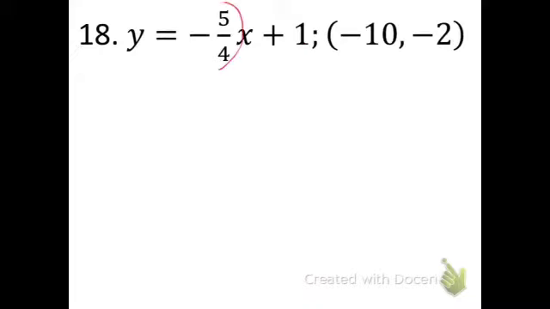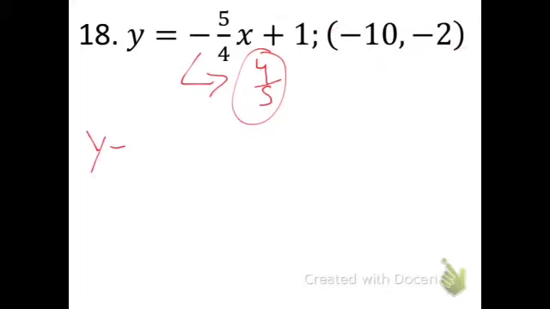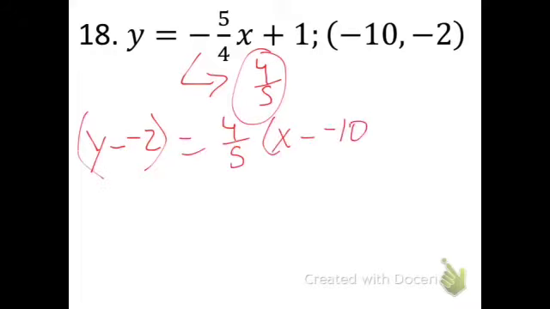Moving on to 18, this one's already solved for y, so I know my slope for the original one. I need to flip it upside down, change the sign. That's going to be my new slope. There's the point I'm going to go through. So I'm looking at y minus negative 2 equals 4/5 times x minus negative 10. And I'm going to distribute that through.